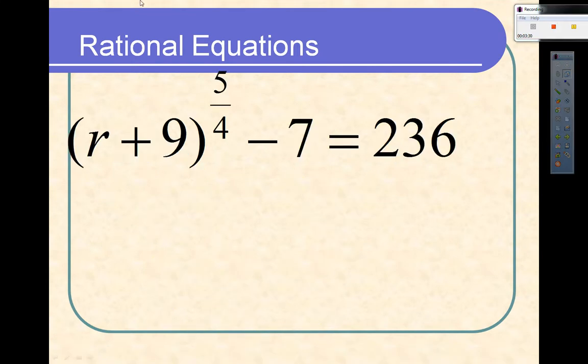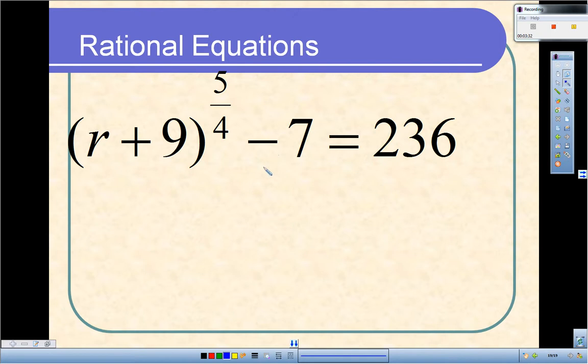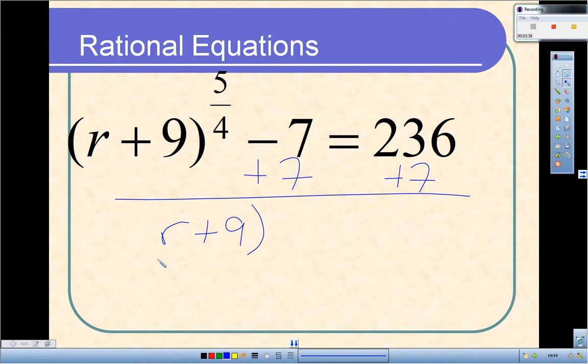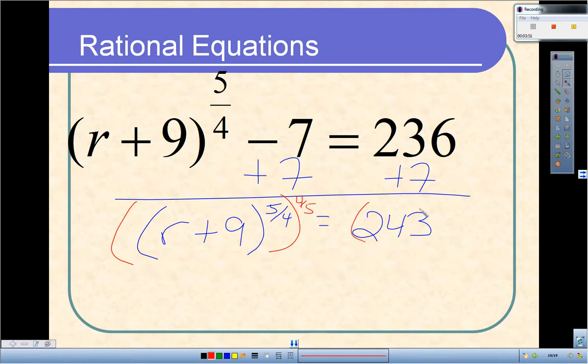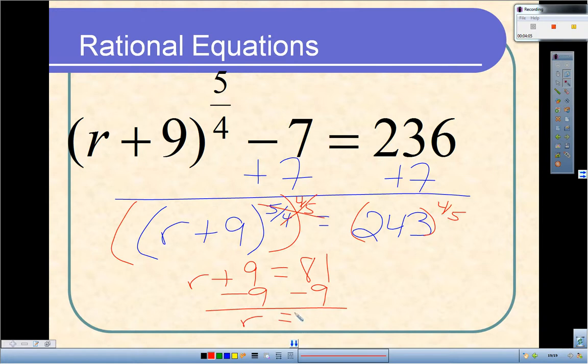For the next one, I do have parentheses, so I need to isolate the parentheses. So to do that, I'm going to add 7 first, and that gives me r plus 9 to the 5 over 4 equals 236 plus 7. That gives me 243. Now that my parentheses are isolated, I can raise this to its reciprocal power, which will be 4 over 5. The reciprocal and its power cross out, and that leaves me r plus 9. And so 243 to the 4 over 5 power is 81. And then subtract 9, and that gives me a final answer of 72.